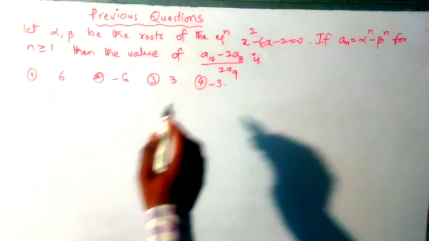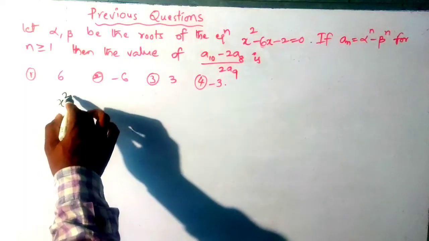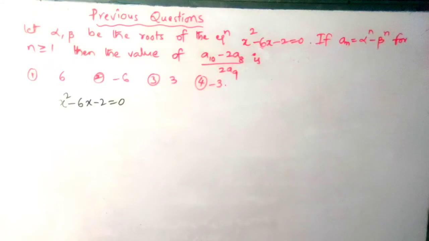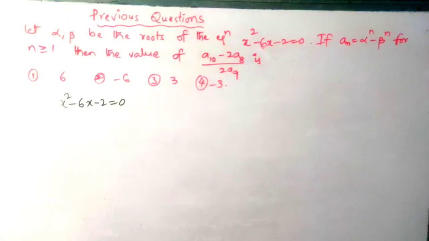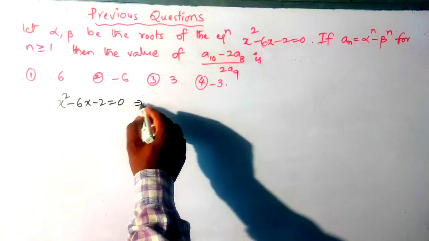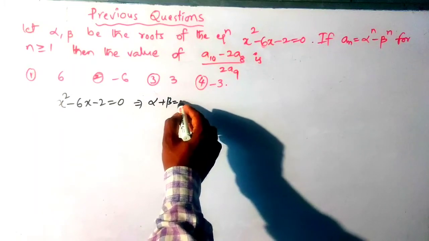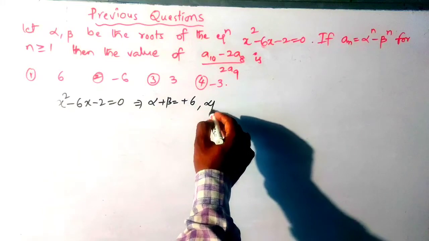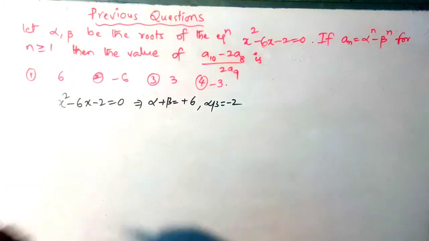By the given equation x square minus 6x minus 2 equals 0, alpha, beta are the roots. Then alpha plus beta equals minus 6 by 1, that is nothing but plus 6, and alpha beta equals minus 2.